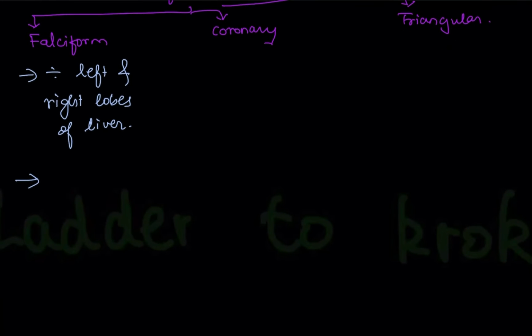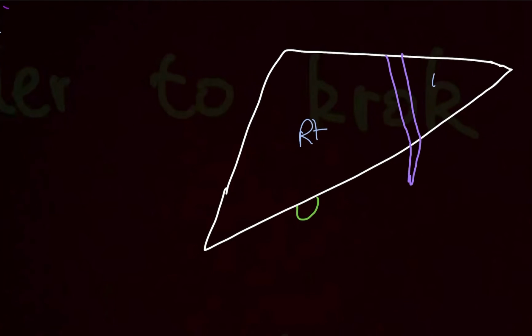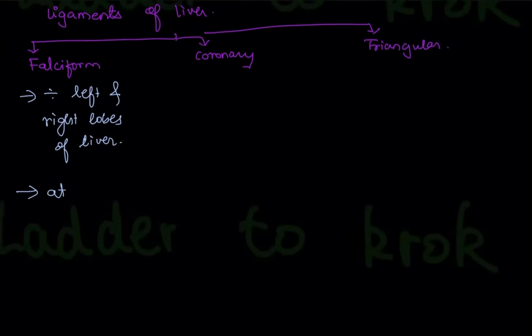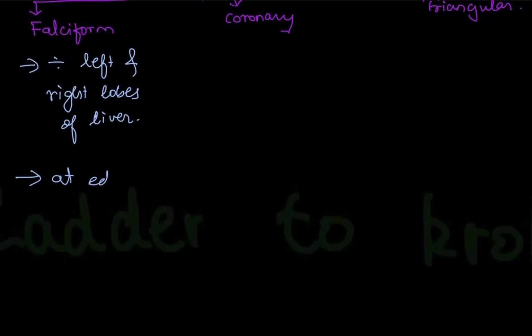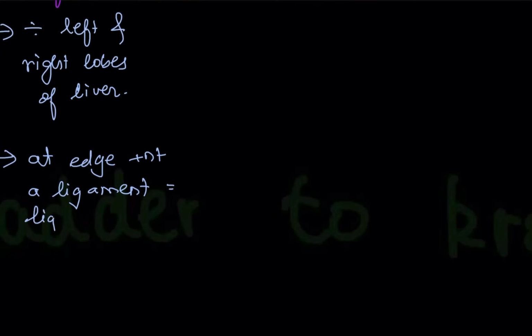The second thing which you must remember about the falciform ligament is that at its edge, what does that mean? This is the liver. This is your right lobe, this is your left lobe, divided by this, that is nothing but your falciform ligament. Now this falciform ligament at its edge, this portion which you see, this is the edge. At the edge there is a very important ligament, which is called ligamentum teres, and it is also known as the round ligament of liver.